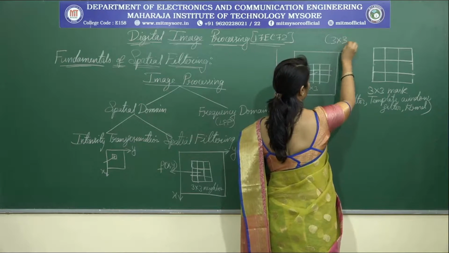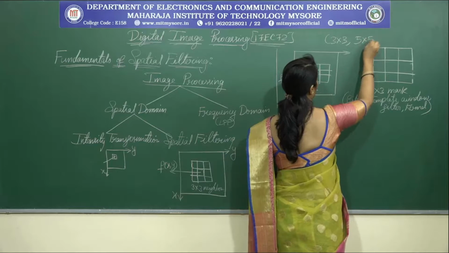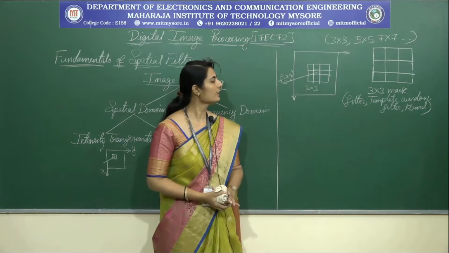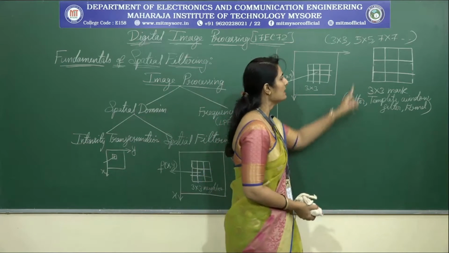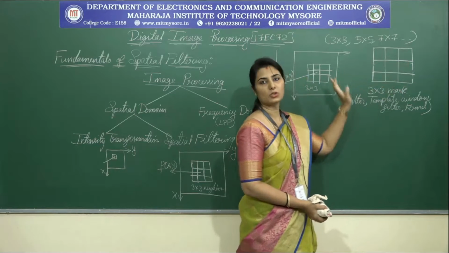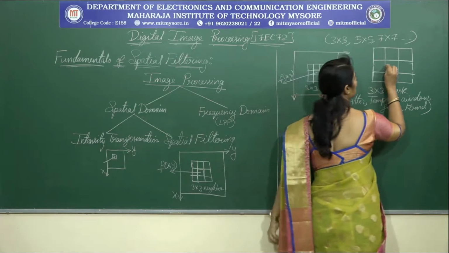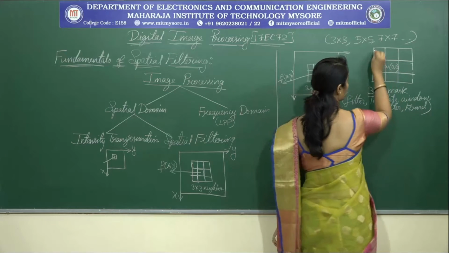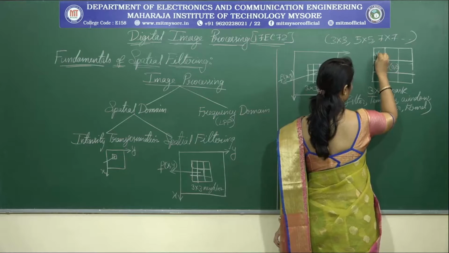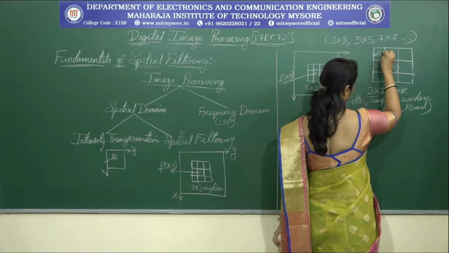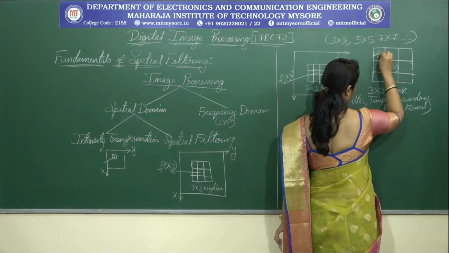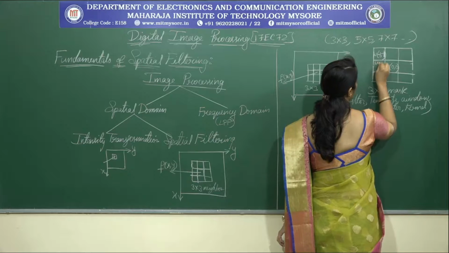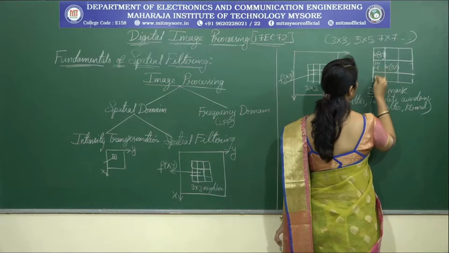It can be 3 cross 3 mask, or 5 cross 5, or 7 cross 7. Okay, so here I have considered a 3 cross 3 mask. The elements of this mask are called coefficients. So here the middle coefficient is 0. The coefficient of this element is -1, -1.